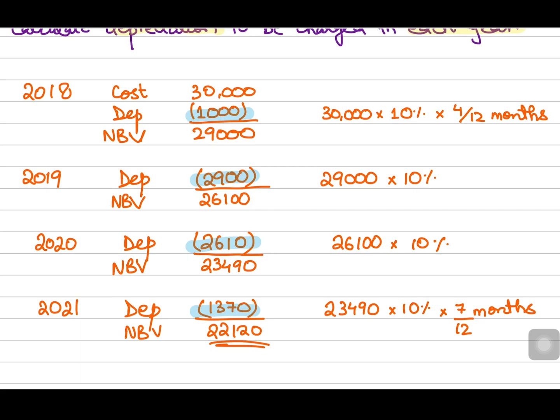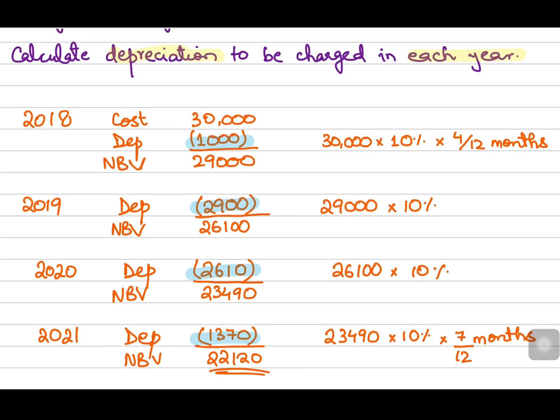Right, so this is how we charge depreciation using the reducing balance method if we are given either the full year policy or the monthly basis policy.